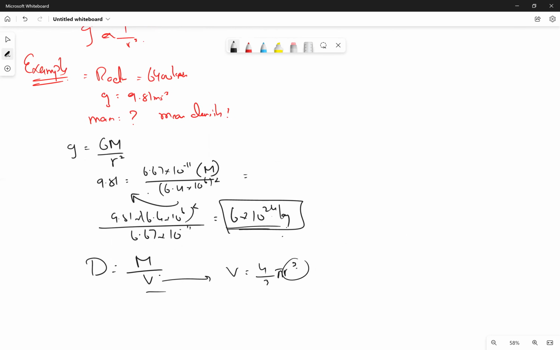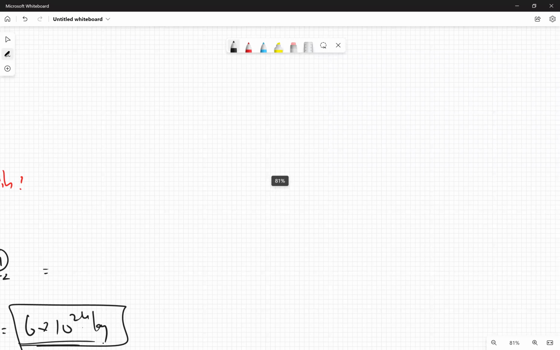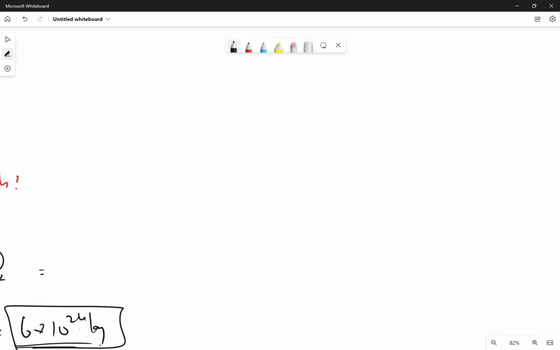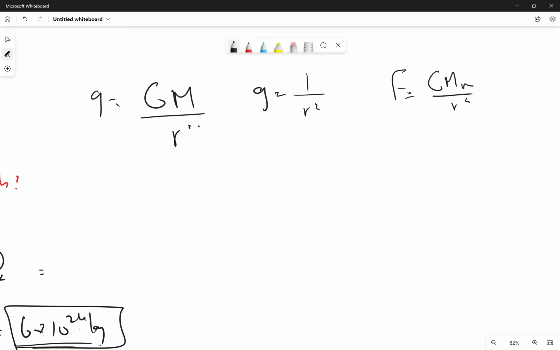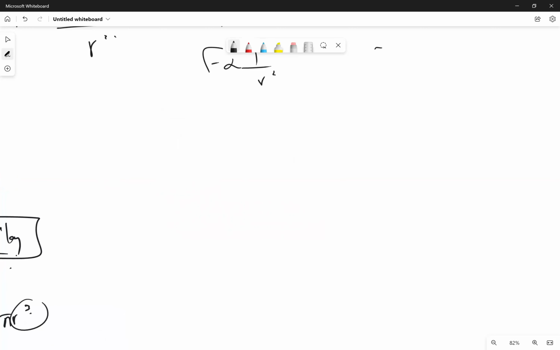Now in this we are looking at a graph of force against radius. Again I am writing down the formula: g is equal to GM over r squared, where g is inversely proportional to r squared, and F is equal to GMm over r squared, where F is also inversely proportional to r squared. So whether you keep F on one of the axes or g, the graph is going to be the same because we're talking about force against radius.